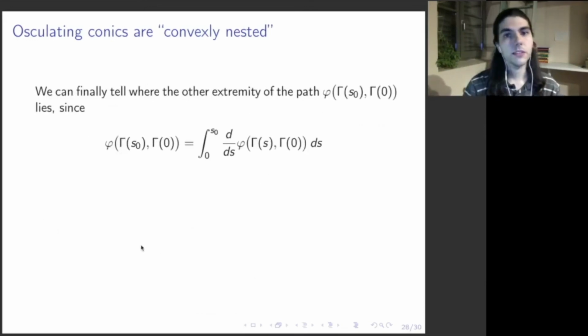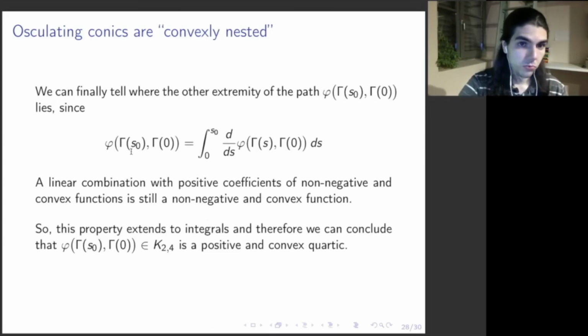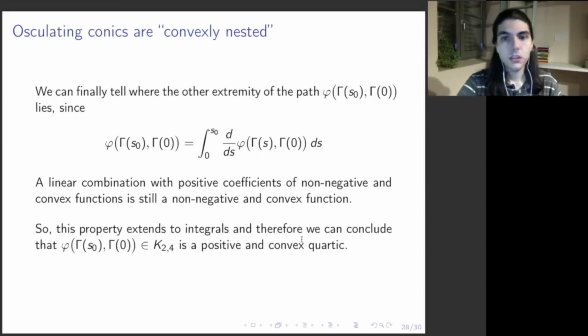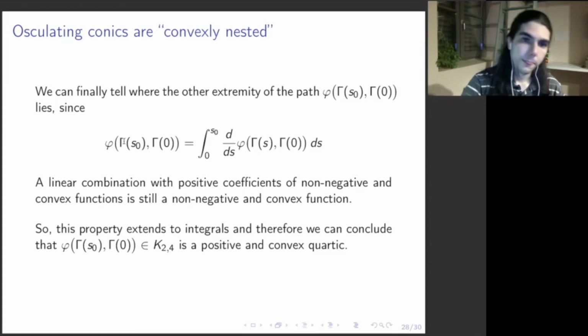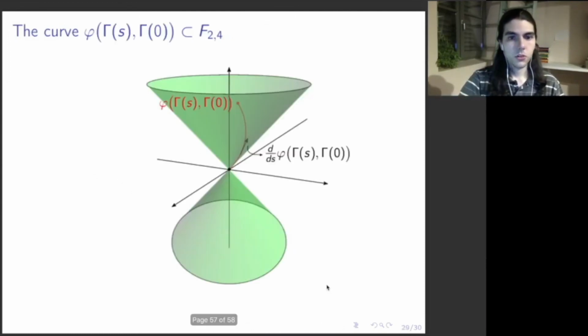So finally, we have a last step to talk about extremity. We just take the integral of these tangent vectors to find out where it lies. So since a linear combination with positive coefficients of a non-negative and convex function is still a non-negative convex function, this property extends to the integrals, and therefore, since for every value of s this is a positive convex form, then the resulting integral, this polynomial right here, must also be positive and convex, so it lies within K, which is exactly what we wish to prove for our theorem.